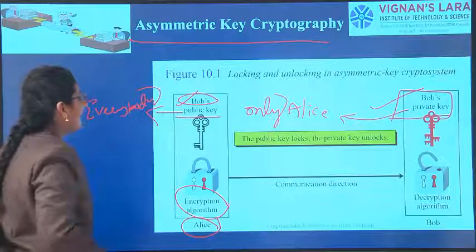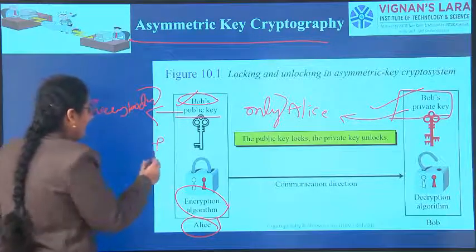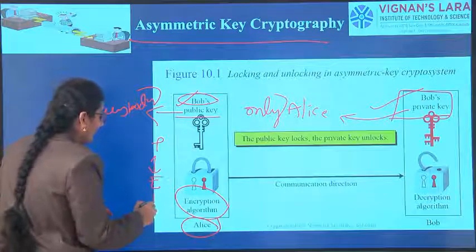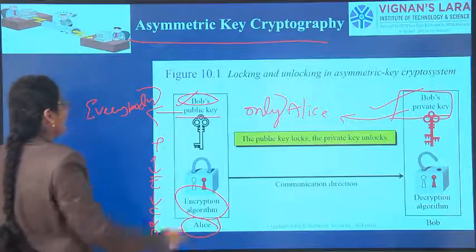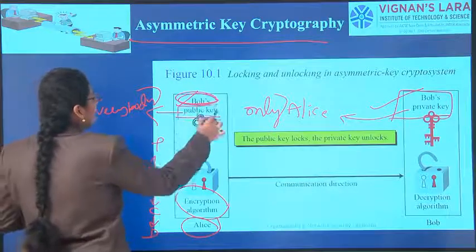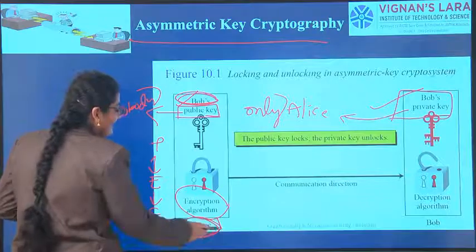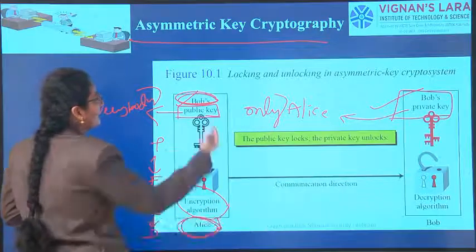Public key is known to everybody. We have plain text. Plain text should be encrypted. We will get cipher text. Cipher text should be decrypted. So see here, Bob is the sender. He has public key and private key. Alice is the receiver. She also has public key and private key.